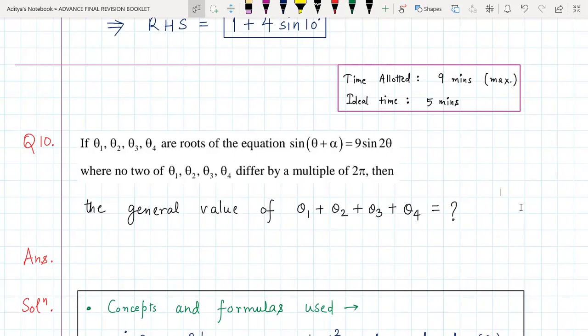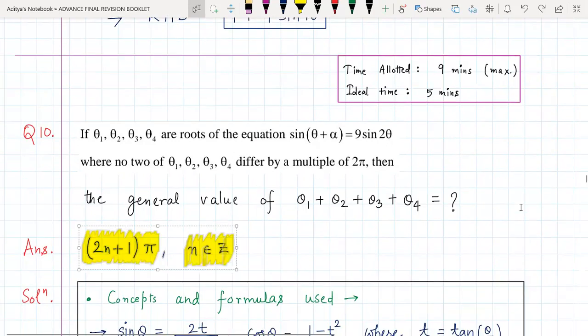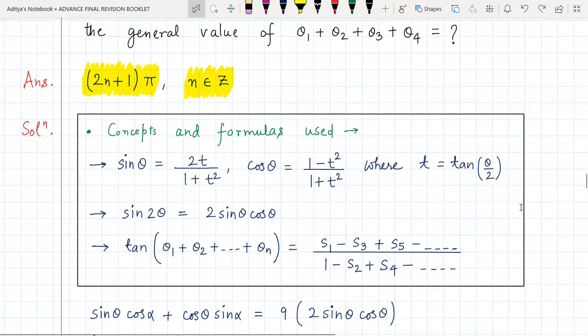Now the correct answer to this question, first of all, would be an odd multiple of pi, (2n plus 1) into pi. Now the concepts and formulas used in this question are sine theta is equal to 2t upon 1 plus t square, and cos theta is equal to 1 minus t square upon 1 plus t square, where t is tan of theta by 2.